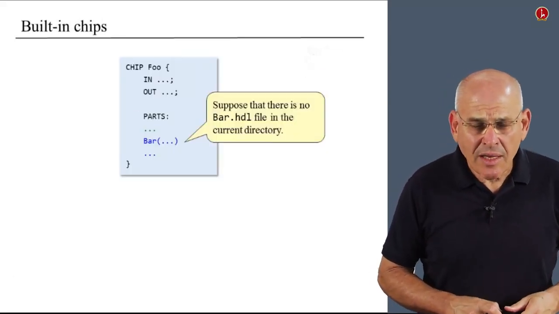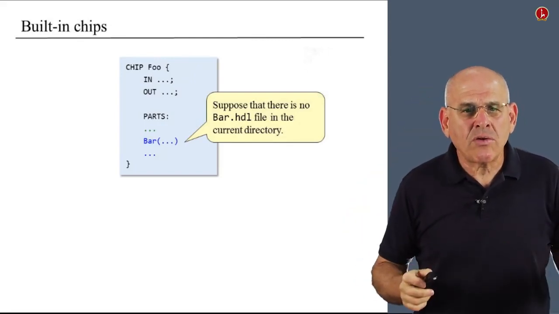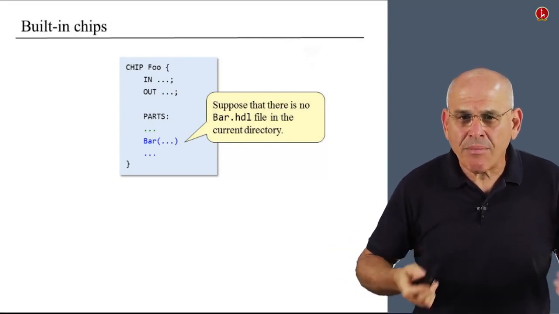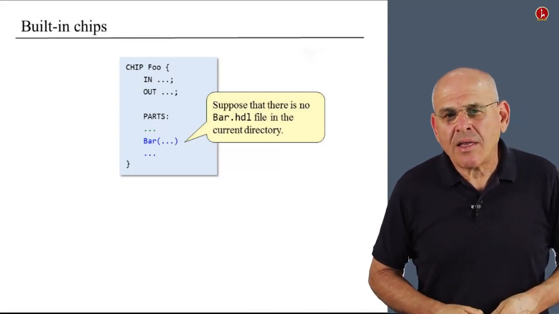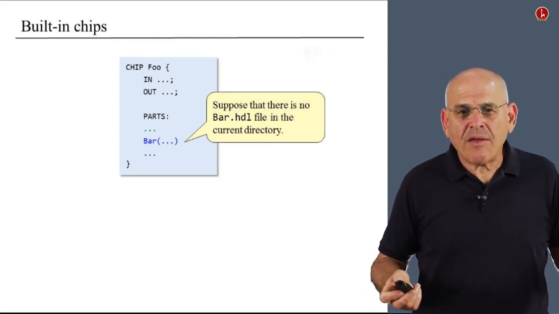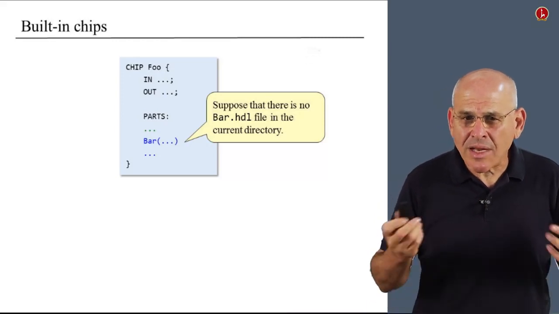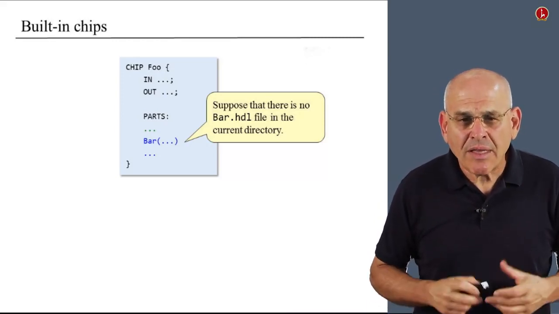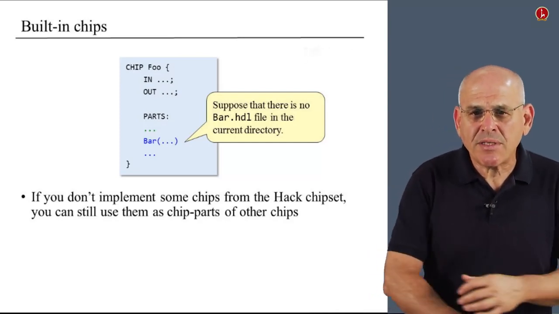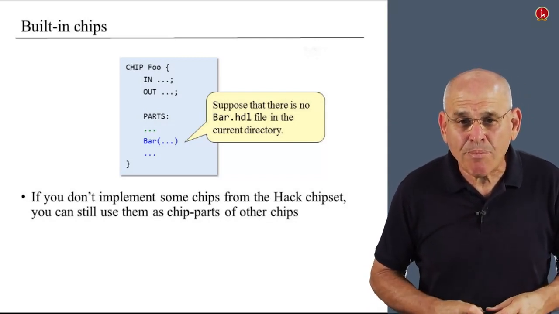Another thing that I'd like to say in closing, before we end this unit, is that you can always use what we call built-in chips. For example, suppose you implement some chip called foo, and you want to use a chip part called bar. How can you do it if you haven't written bar before? Sounds a little bit impossible, but in fact, it is possible. So once again, if you don't implement some chips that are part of the Hack chipset, you can still use them as chip parts.